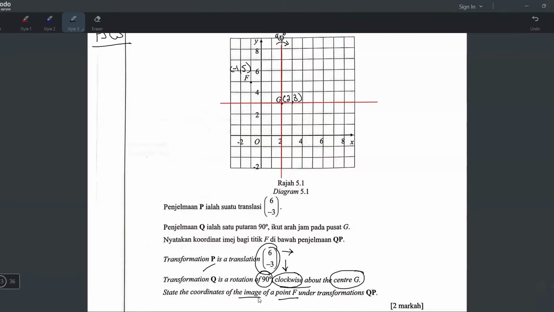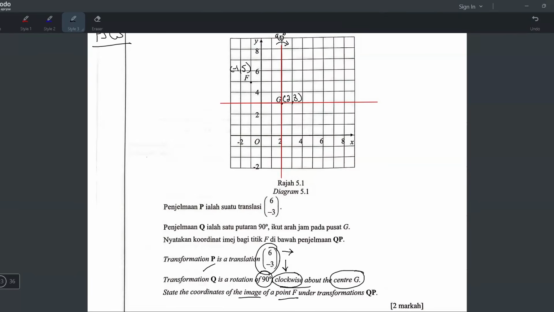Ada juga soalan yang bagi image, ada soalan yang macam ni. Yang bagi image suruh cari objek. Itu lagi susah lah. Itu you have to do it in reverse. And when you do translation in reverse, what you have to do is you kena tukar tanda tau. Bila dia bagi image cari objek, you have to do it in reverse. It means you have to tukar tanda. So for example, 6 -3 become -6 3 instead. And then for the rotation 90 degree clockwise about center G, when you do it in reverse you have to do anti-clockwise. Instead of 90 clockwise, you do 90 anti-clockwise.